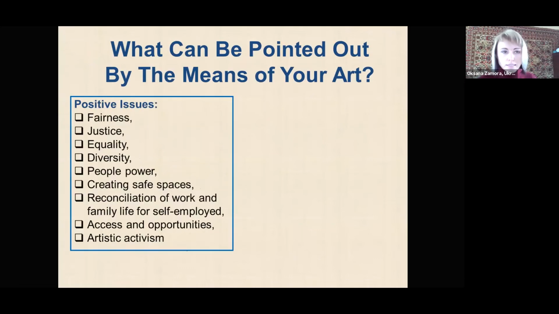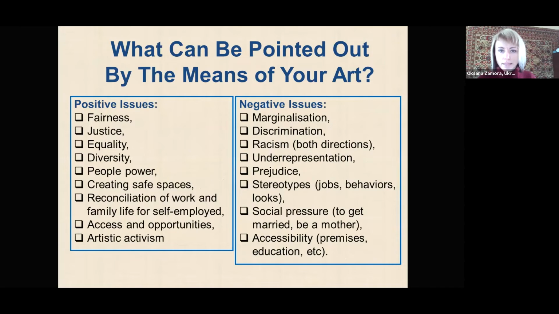Among the positive, I just made a draft of points which you can pay attention to and involve in your arts. These are fairness, justice, equality, diversity, and so on. And negative issues, which you can also blame and point out in your arts, are marginalization, discrimination, racism in both directions, prejudices, etc. So when you are working on your artworks, you can have a look at this and think how you can represent, for example, stereotypes. At the end of the presentation, I will show you one interesting slide with an artist's view of how to present the stereotype of jobs.